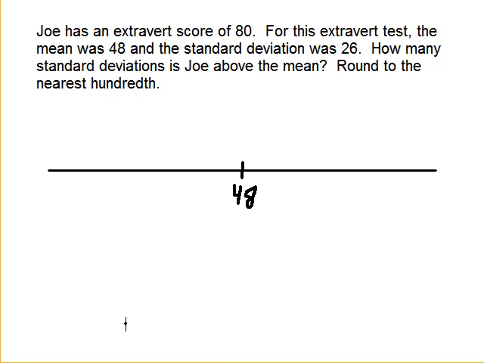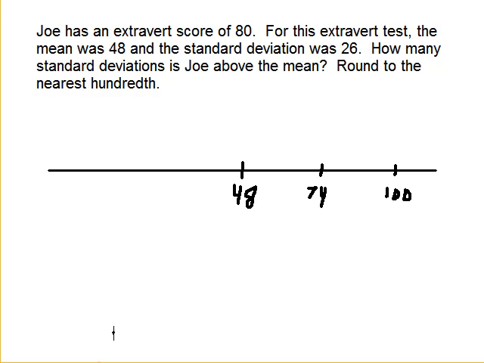Sometimes a picture can help. So here's the range of scores, and the mean, the typical score, was 48. The standard deviation is 26. If you're one standard deviation above the mean, you add 26 to 48, that gets you 74. If you're two standard deviations above, we take that 74, add another 26, and that gets us to 100. So 48 is the mean, 74 is plus 1 standard deviation, and 100 is plus 2 standard deviations, where our standard deviation is 26.